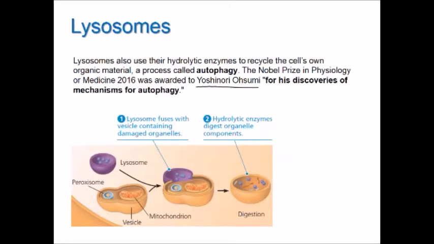Okay, so what you see on the screen right now, this is autophagy. You can see here, there is a cell or a vesicle containing some damaged cell organelles like mitochondria, peroxisome, etc. So lysosome will fuse with this vesicle, and the lysosomal enzymes, hydrolytic enzymes, will digest all the organelle components. This is called autophagy. So if a question is asked in the exam, which cell organelle is involved in autophagy, then you should write lysosome. The name of the enzyme is hydrolases or hydrolytic enzymes. These are active only at acidic pH.